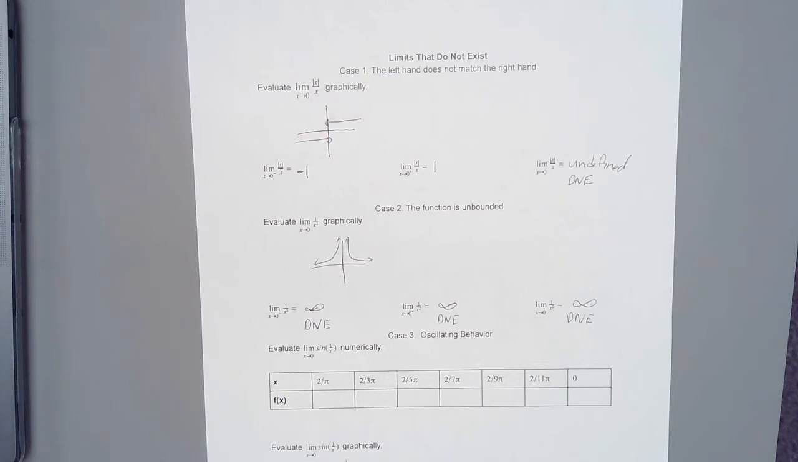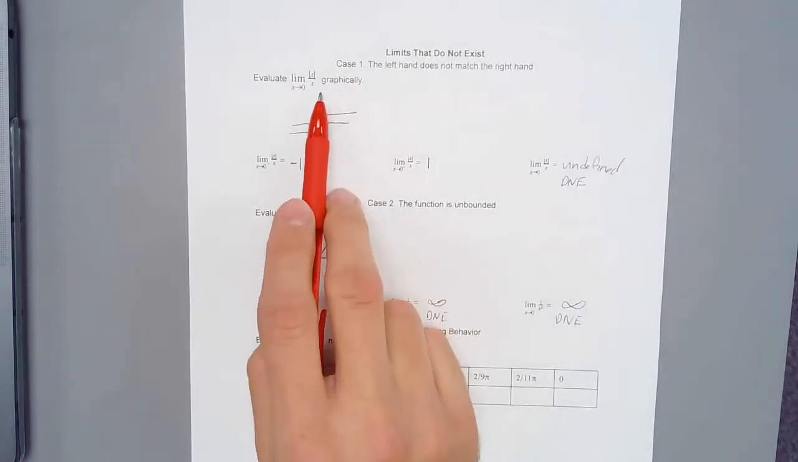This is Calculus lesson 1-2, the end. We didn't get to finish this in class. So this is what we did do. We talked about this graph.